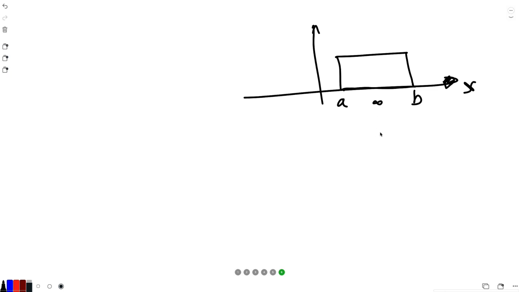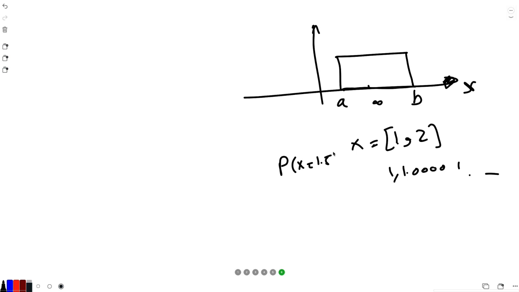For example, if A equals 1 and B equals 2, how many values are between 1 and 2? Of course, we have an infinite number of values. It can be 1, 1.001, and so on. So we have infinitely many values between 1 and 2. Because we have an infinite number of values, in that case, what is the probability that you will get a certain value? For example, if x is from 1 to 2, what is the probability that x equals 1.5? This probability of exactly 1.5 is actually equal to 0.